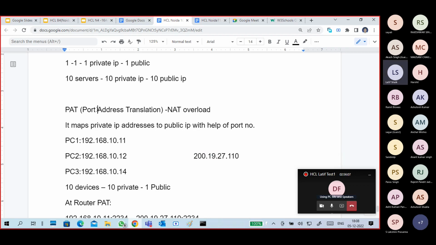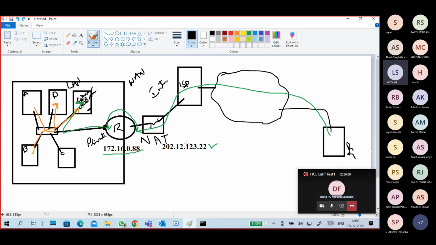So then we use this port technique. What is this port technique? All these devices are required to communicate outside of the network. They want to go and find google.com, youtube.com, facebook.com. They want to communicate. But we cannot purchase so many public IP addresses. What do we do? We use a technique called PAT.